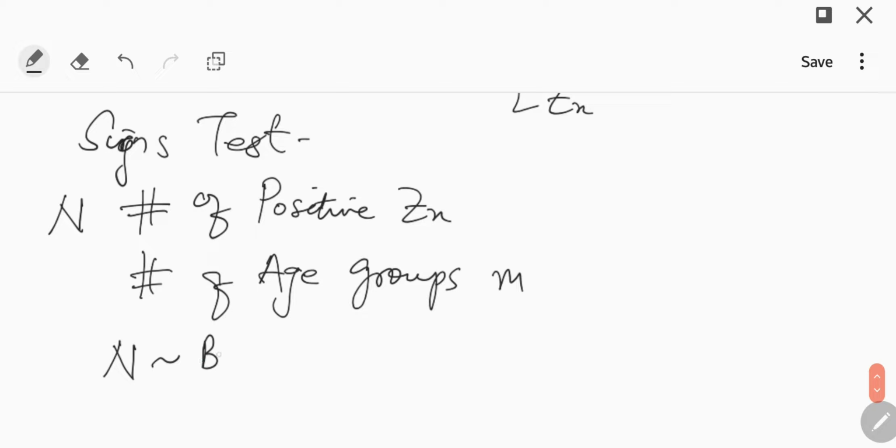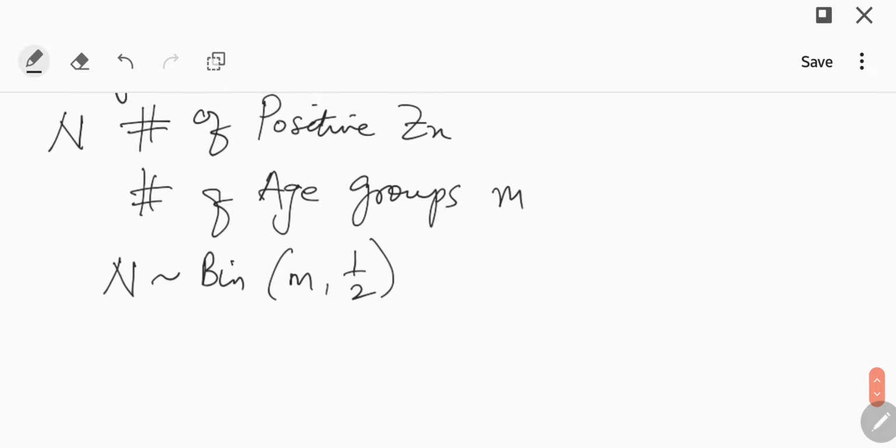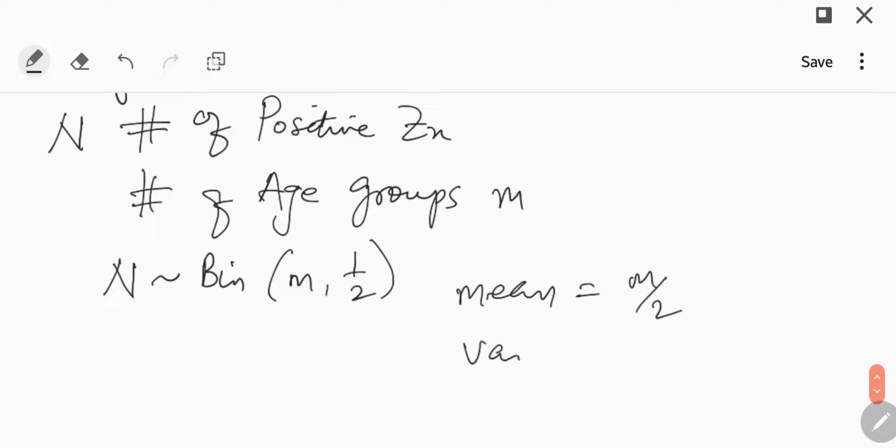Now the science test, what it is doing, you assume that n follows a binomial distribution with m and 1 by 2. So you are looking at n as a binomial distribution with m and 1 by 2, right? And of course, we can find out the mean. What is the mean of this binomial distribution? So mean is equal to m by 2 and variance is equal to m into 1 by 2 into 1 by 2, which is m over 4. So we can find out the mean and the variance for this.